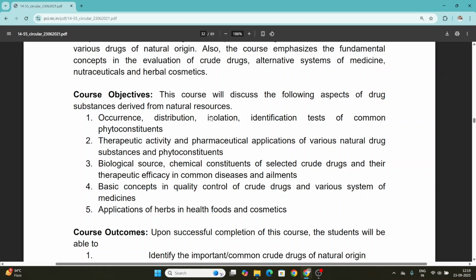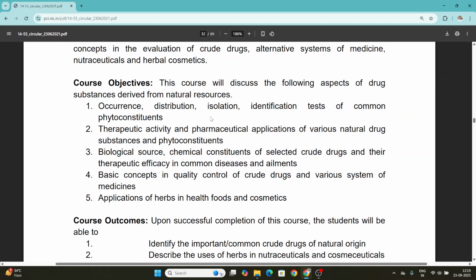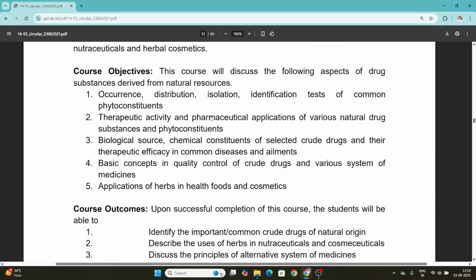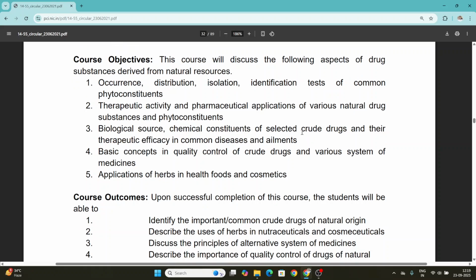Course objective. This course will discuss the following aspects of drug substances derived from natural resources. 1. Occurrence, distribution, isolation, identification, test of common phytoconstituents, that is plant constituents. The products derived from the plants are called phytoconstituents. 2. Therapeutic activities and pharmaceutical applications of various natural drugs, drug substances and phytoconstituents, biological sources, chemical constituents of selected crude drugs and their therapeutic efficiency in common diseases and ailments.